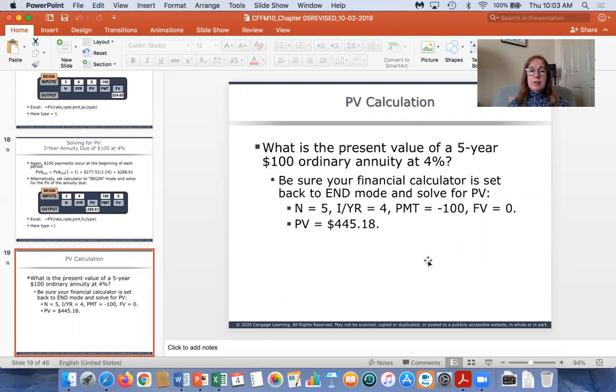Okay, and then this is just another annuity calculation. What's the present value of a $100 ordinary annuity at 4% over 5 years? So if I wanted to be able to withdraw $100 for 5 years, how much would I have to put up today? And that's 445.18. Okay, so we've gone over the present value of a lump sum, future value of a lump sum, present value of an annuity, and a future value of an annuity.